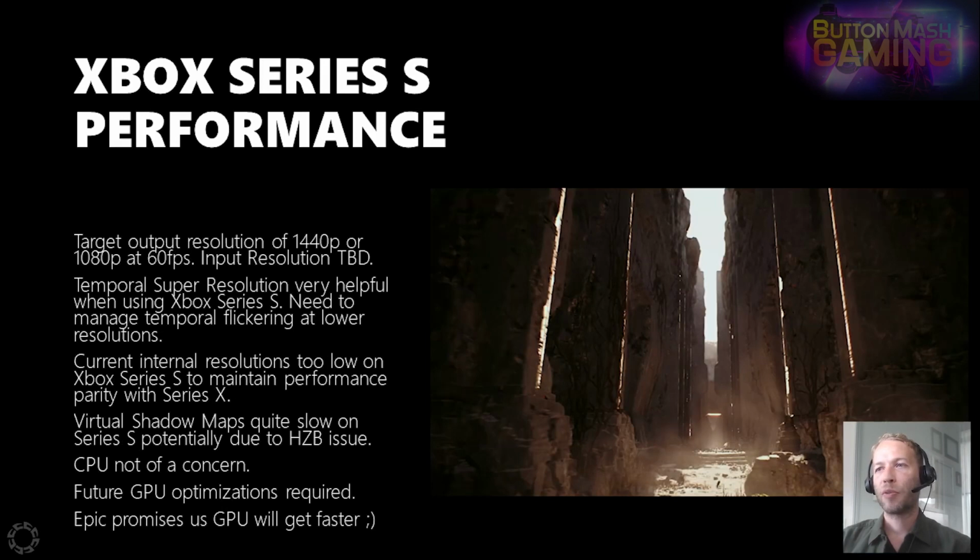Xbox Series S performance. Here's a screenshot for Xbox Series S with Alpha Point. The target output resolution is 1440p or 1080p at 60 FPS. Everything's sort of TBD right now, especially with Series S. TSR is extremely helpful with Xbox Series S. It really helps with those lower resolutions and bringing that back up to something high like 1440.